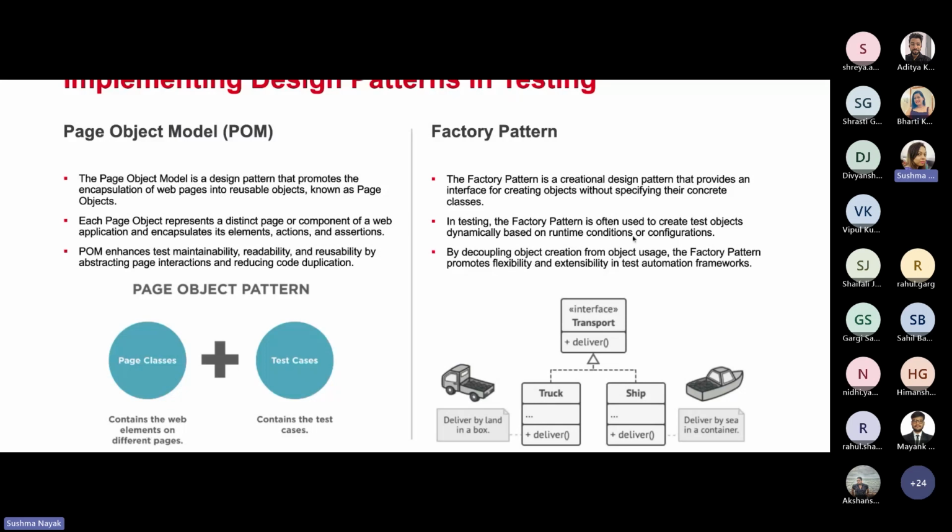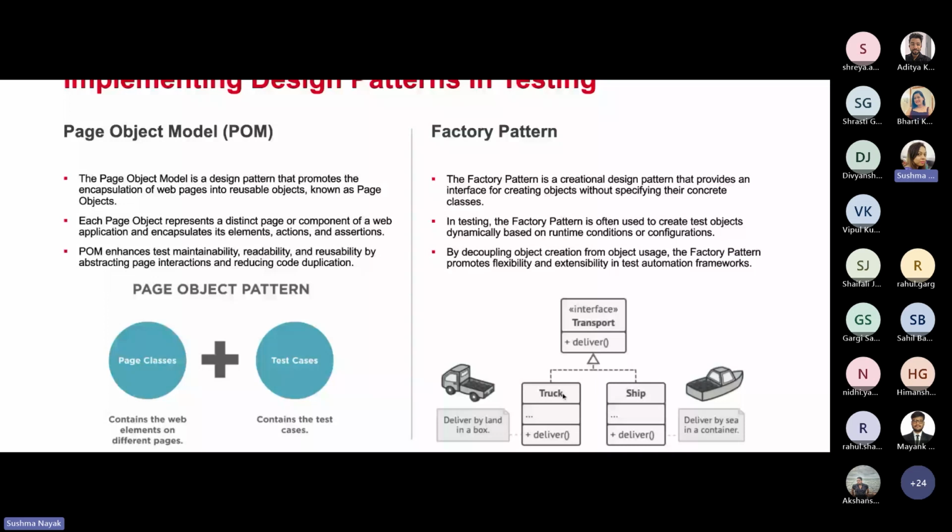Now the second one is the factory pattern. The factory pattern is a creational design pattern that provides an interface for creating objects in a superclass, but allows subclasses to alter the type of objects that will be created. If you see in this example, there's a method called deliver. This method may have all the things that are required to be covered under deliver, but this has to be done through two modes of transport, which are truck and ship.